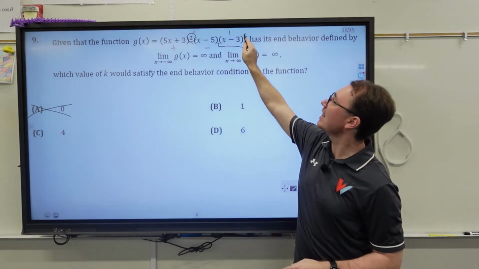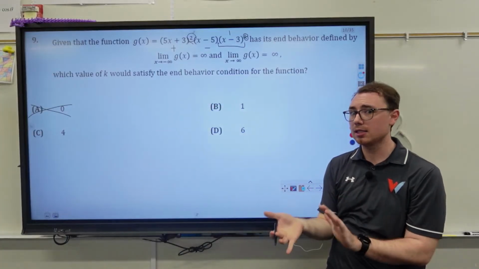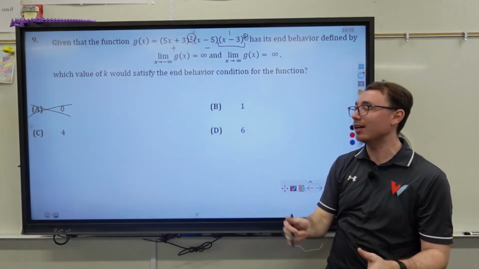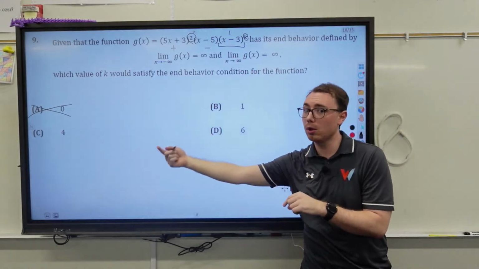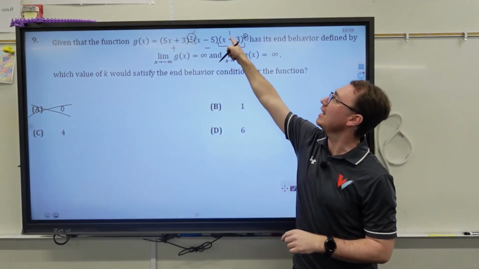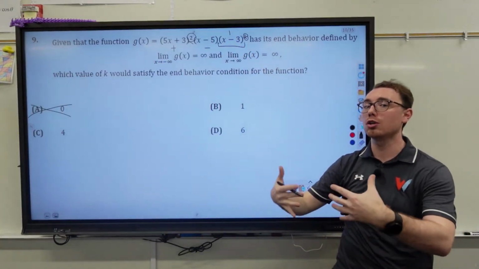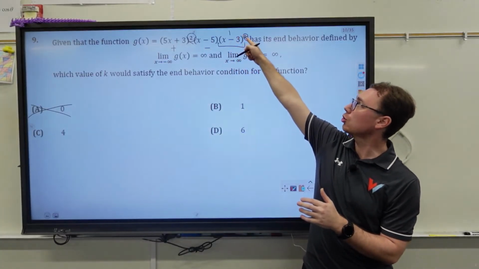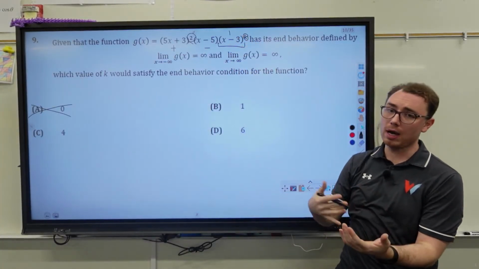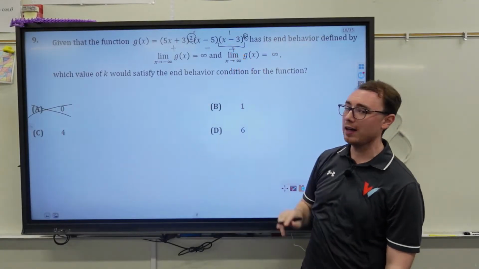And if we make this term here 2, 4, 6, 8, 10, anything that's even, as this x value becomes more and more negative, this whole interior section here also becomes larger and larger negative. If we have a large negative number to the power of 4, to the power of 6, we're always going to end up with a positive value.